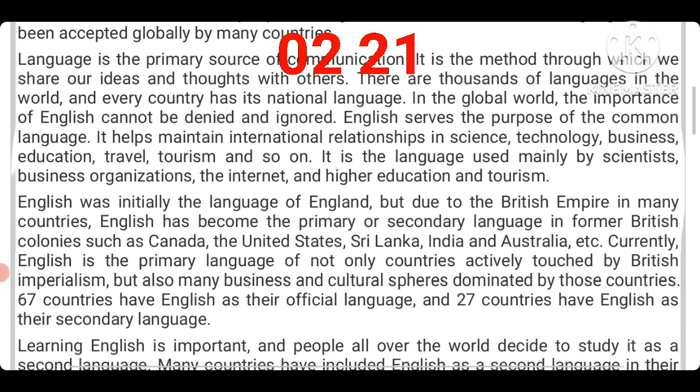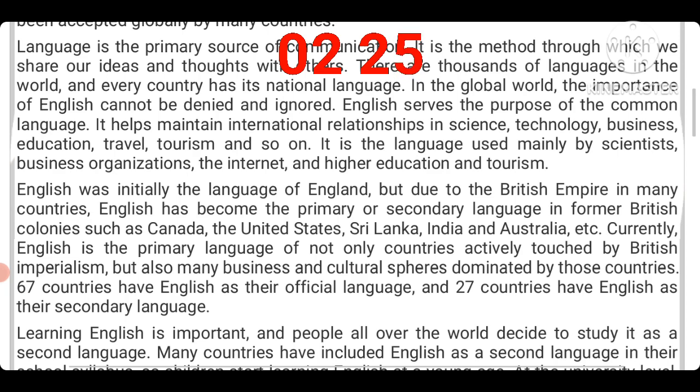English was initially the language of England, but due to the British Empire in many countries, English has become the primary or secondary language in former British colonies such as Canada, the United States, Sri Lanka, India, and Australia, etc. Currently, English is the primary language of not only countries actively touched by British imperialism but also many business and cultural spheres dominated by those countries.